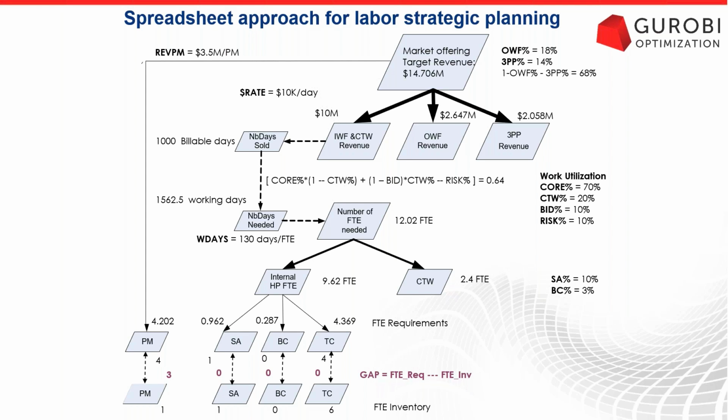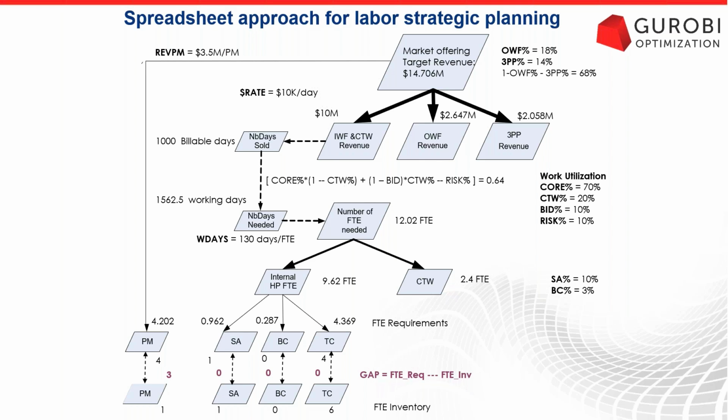Now for the internal workforce, you know that 10% represent the solution architects. So about 1 FTE will be solution architect. Then you know that the business consultants are about 3%, so you will need about 0.3 of a business consultant. So a business consultant will be working on financial services at EMEA 30% of her or his time. And the rest, 4.4 FTE, will be technical engineers or technical consultants working on delivering these services.